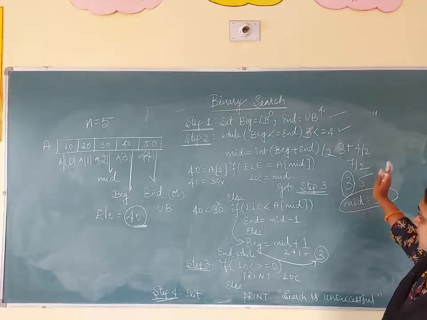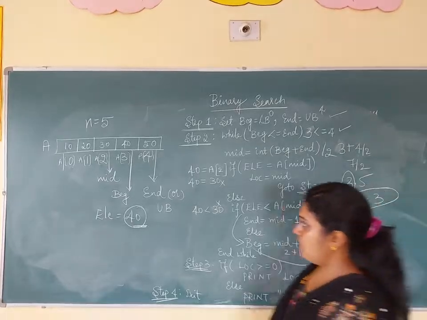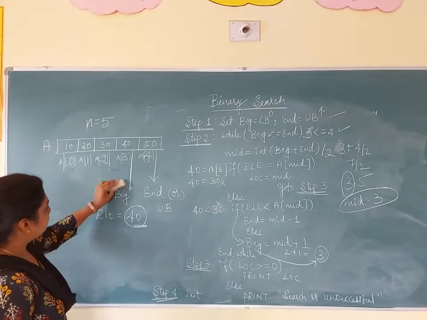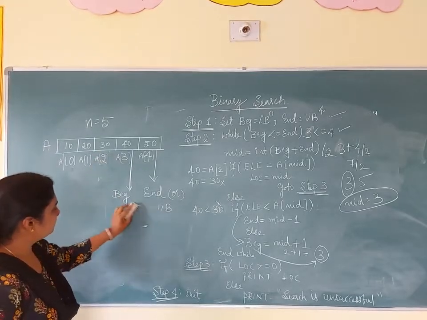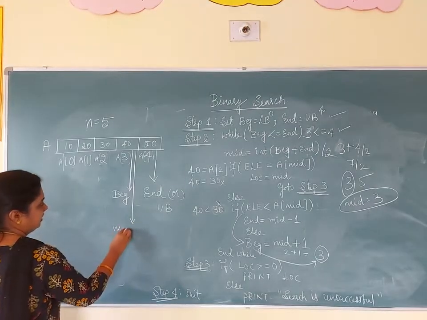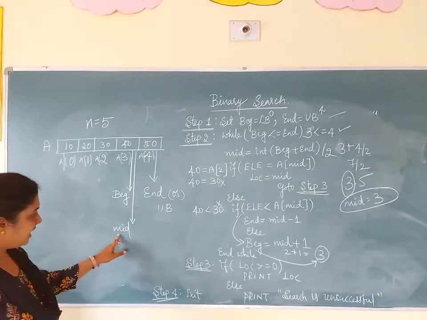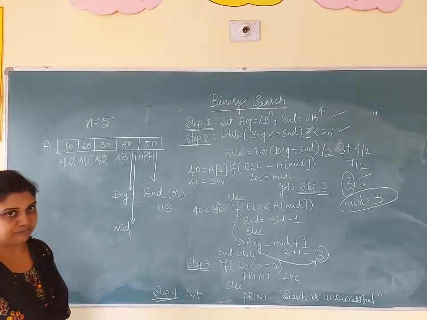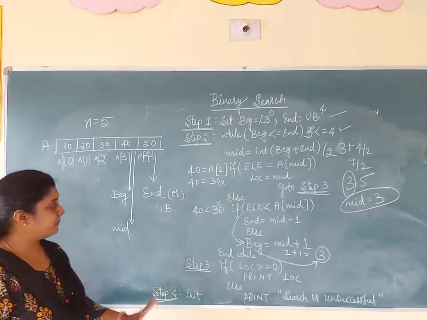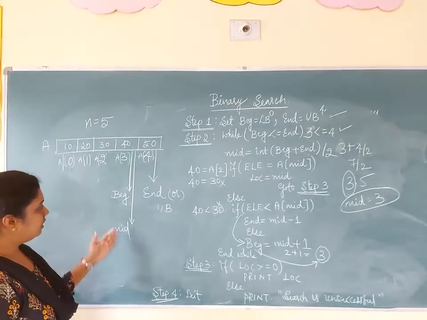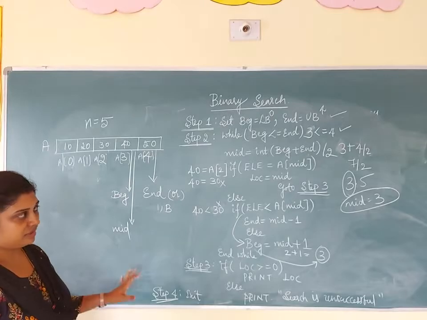Now mid is equal to 3. See here, before it was pointing to 2. The mid was pointing to 2. Now the mid value is 3. Now mid and beginning both are pointing at the position 3 only. Clear with the concept? Beginning and mid value both are pointing at the position 3.